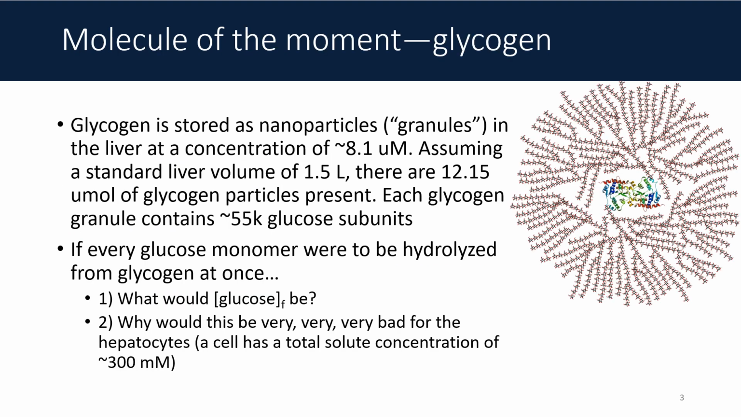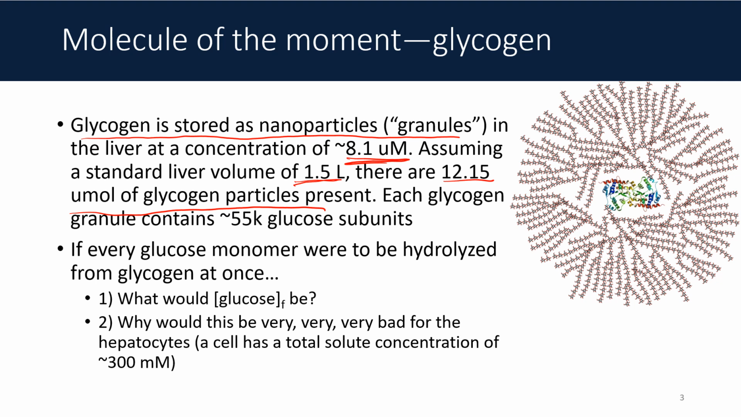Big surprise, today's molecule of the moment is glycogen itself, and you may not realize that glycogen is actually a type of nanoparticle, believe it or not. Glycogen is stored in the liver as these nanoparticulates, these granules, at a concentration of about 8.1 micromolar. If we assume a standard liver volume of 1.5 liters, that would mean we have 12.15 micromoles of glycogen particles present.